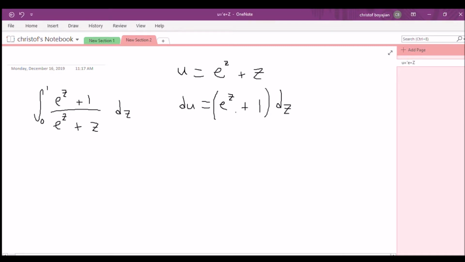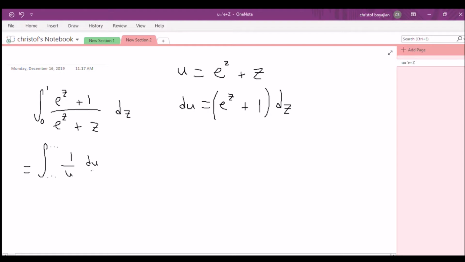Okay, now we can substitute, right? e to the z plus 1 times dz, that's this guy right here. We can just replace that with du, and we can replace our denominator by u. So e to the z plus 1 times dz we set to being du, and then 1 over this is going to be 1 over our u. We're just replacing this denominator with u.